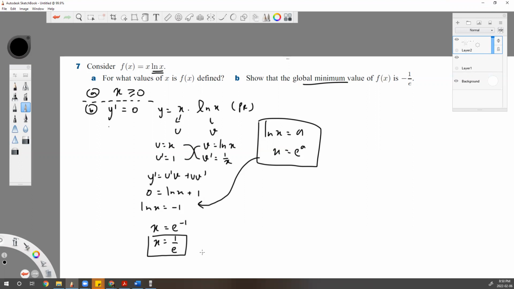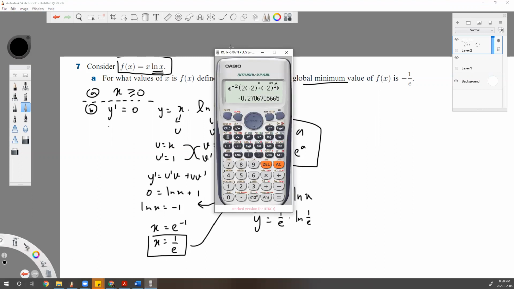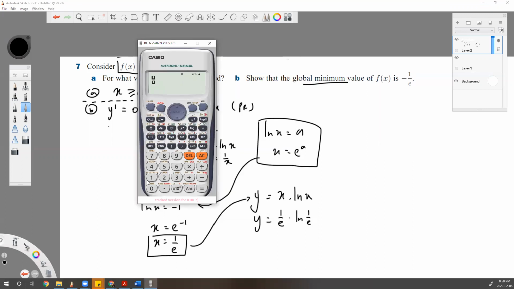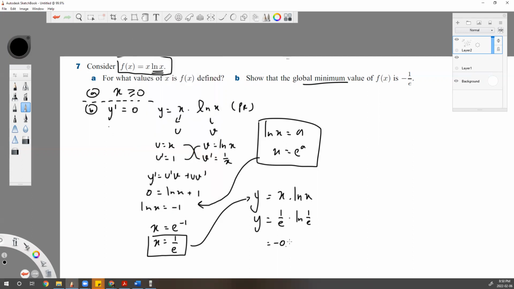And then after you get x equals 1 over e, now you need to find the f(x), right? The y. So y equals x times ln x as it is given in the question, and y equals 1 over e times ln 1 over e. Okay, use calculator. If you don't know the rule, better use the calculator. 1 over e times ln 1 over e equals, see, -0.367. Okay, keep in mind -0.367.